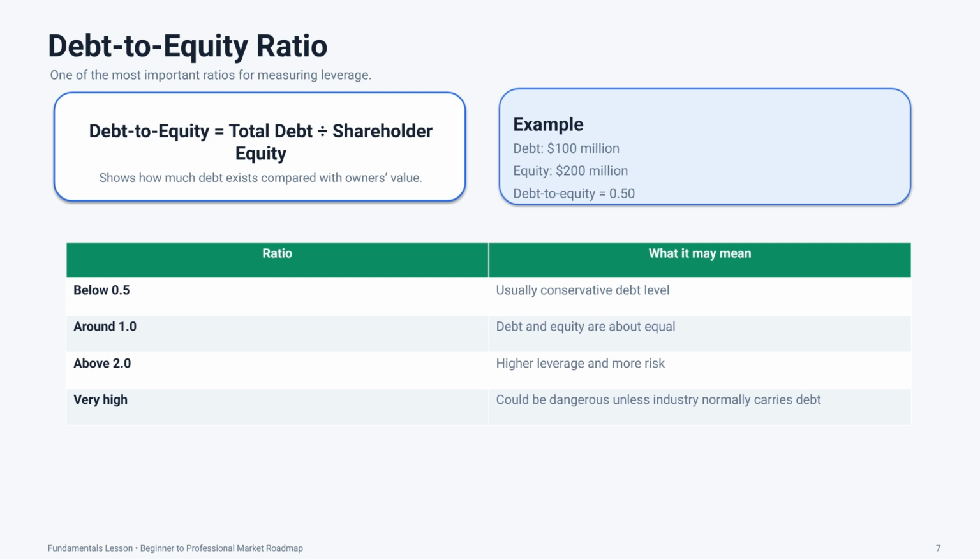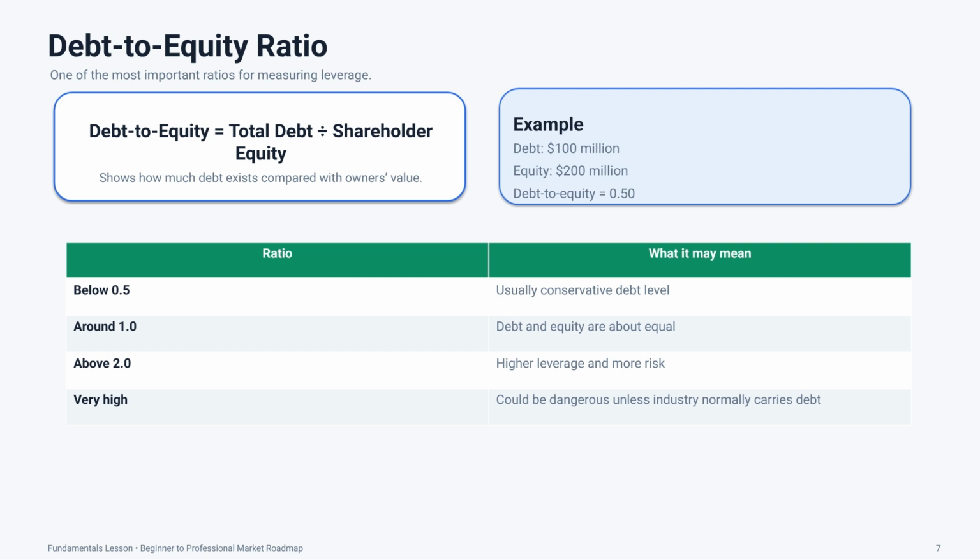The debt-to-equity ratio is one of the most important ratios for measuring how much leverage a company is using. The formula is debt-to-equity = total debt / shareholder equity. This ratio compares how much money the company borrowed versus how much value belongs to the shareholders. For example, a company has $100 million in debt and $200 million in shareholder equity. $100 million / $200 million = 0.50. That means the company has 50 cents of debt for every $1 of shareholder equity.